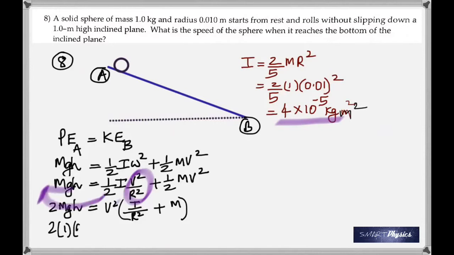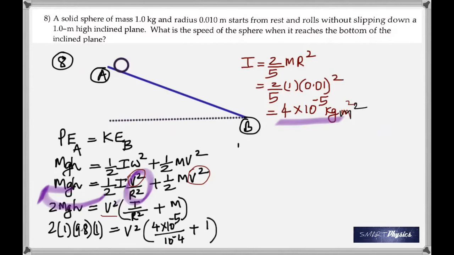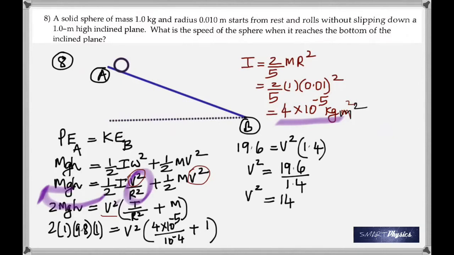So that is 2 mgh. I is 4 times 10 to the negative 5. The square of the radius is 10 to the negative 4, plus the mass is 1 kilogram. So we get V squared is this, and then take the square root, to find the velocity as 3.74 meter per second.